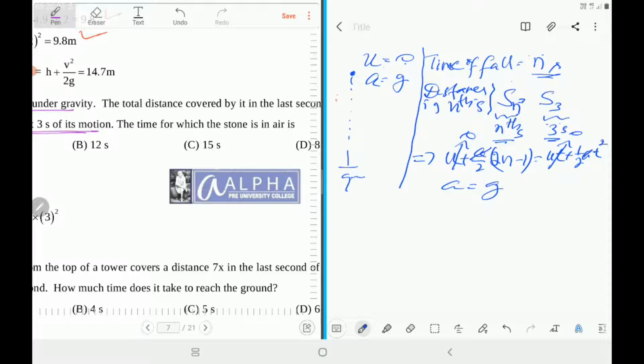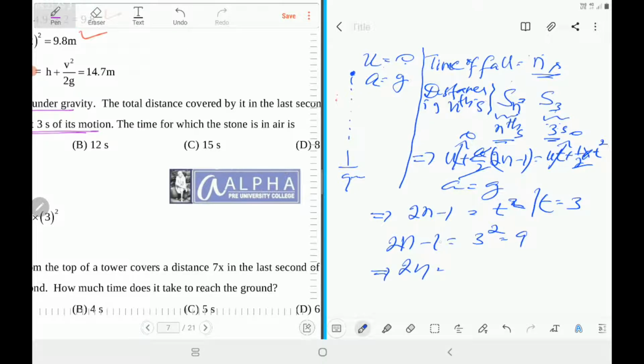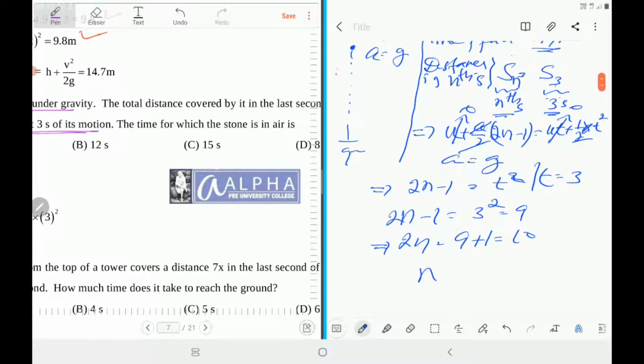So on both sides a cancels, a is gone, 2 cancelled. So you are left on the left side with 2n minus 1, and on the right side just t squared, that is left, 3 squared. You don't know n, you have to find. So 2n minus 1 equals, he says the distance covered in 3 seconds, S3. That's why 3 squared, that equals 9. So what is 2n? Minus 1 goes to the right side, 9 plus 1 equals 10. So what is n? n is 10/2, that equals 5 seconds.